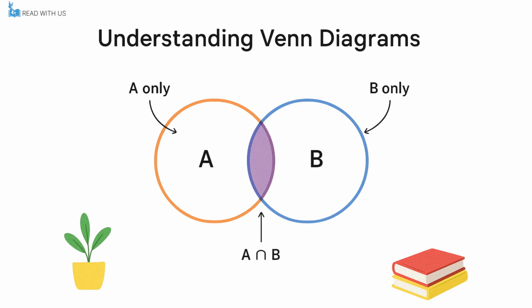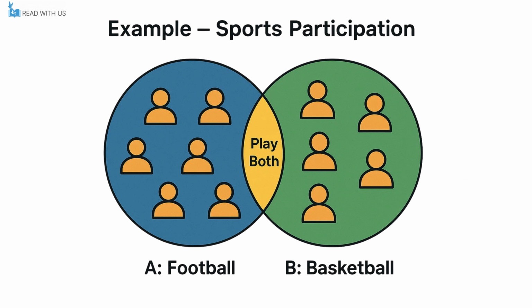Let's start with a simple example. Suppose we have a class of students. Set A represents students who play football, and set B represents students who play basketball. The overlapping part, A∩B, represents students who play both sports. The non-overlapping parts show students who only play one sport.